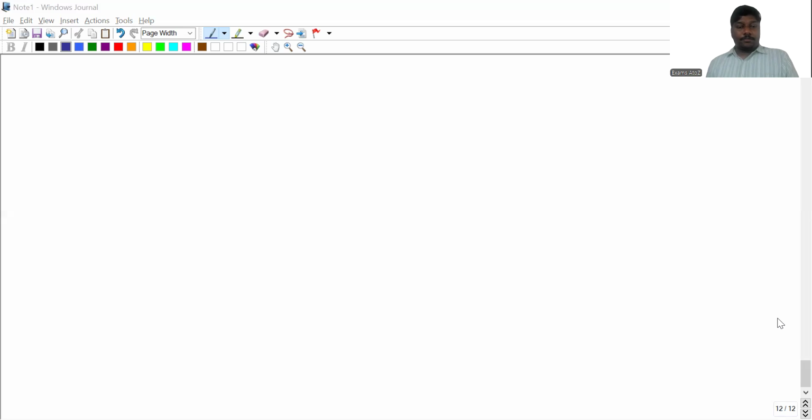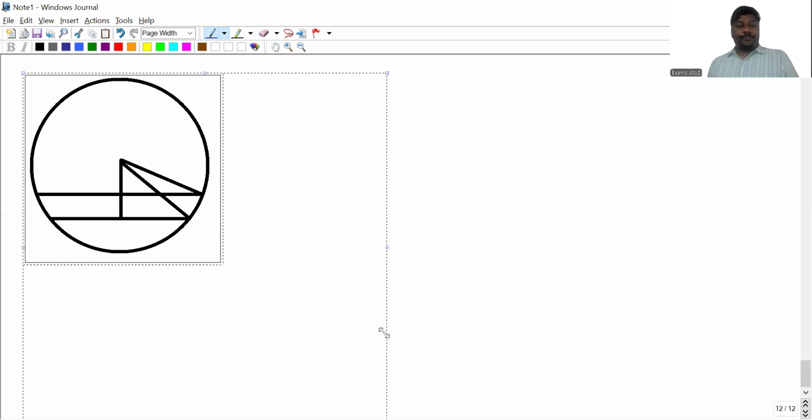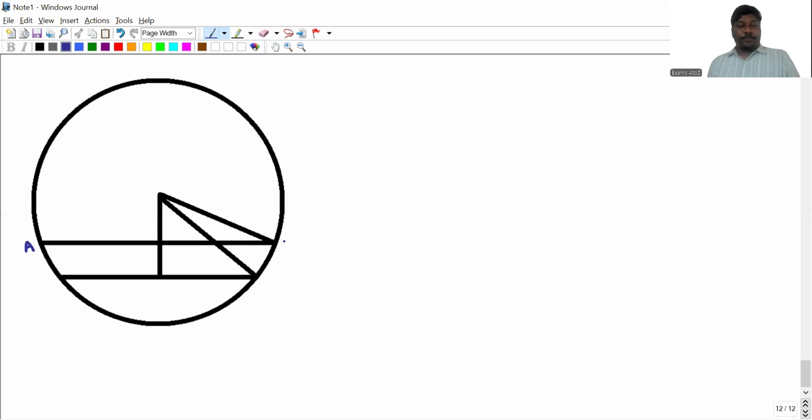If I take the same side, let's take AB and CD. The larger chord is A, the smaller chord is B. Half of the larger chord is A, half of the smaller chord is B. If I take the distance from the center to one chord as H, the difference between the two chords as X, and the radius as R, they'll give you A, B, and X.